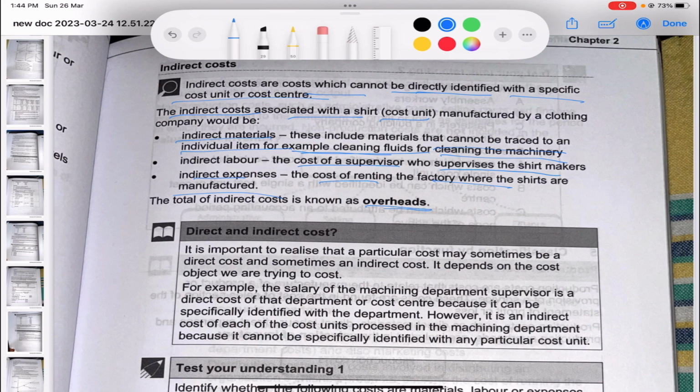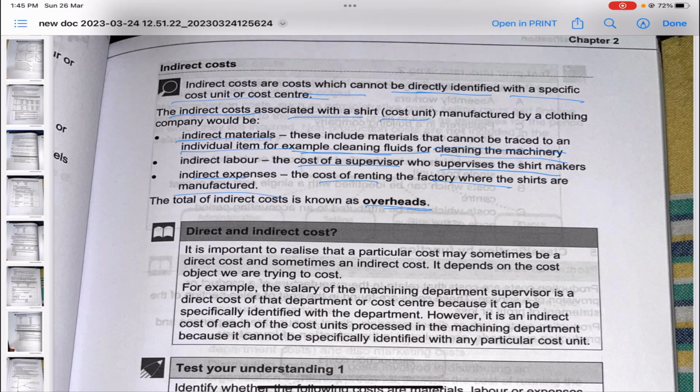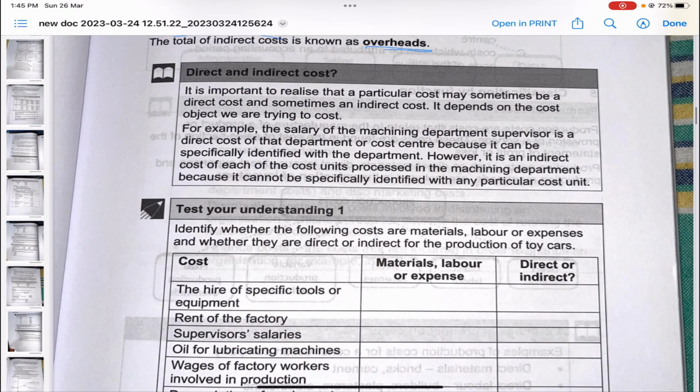Till now we saw the classification on the basis of nature, which is direct and indirect, and then we saw the classification on the basis of element, which was material, labor and expense. And we saw the differences between direct and indirect cost. The sum of the direct cost is the prime cost. The sum of the indirect cost is the overheads. Okay.